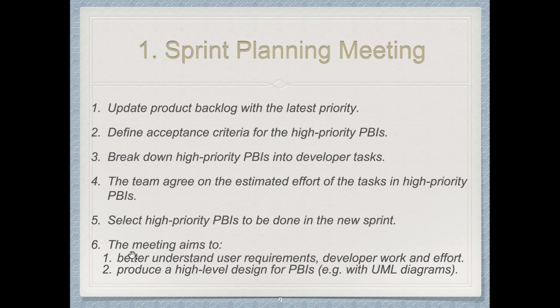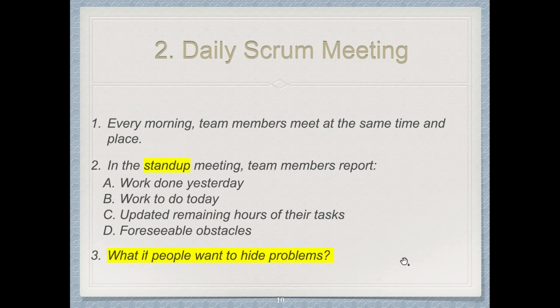Okay, so the whole idea of the sprint planning meeting is through this acceptance criteria, through this breaking down of user stories into tasks, we better understand the user requirements and the amount of work required. Okay, maybe we would even produce a high-level design diagram. Okay, we'll learn UML diagrams later. So that is the planning meeting at the beginning of a sprint.